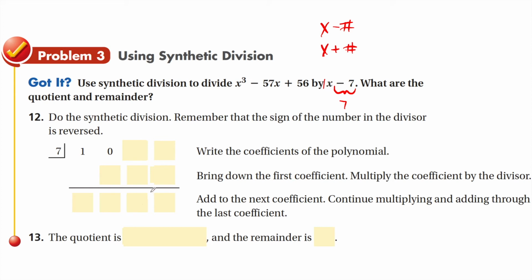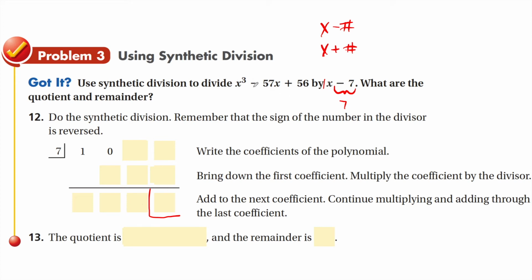And in the bottom right-hand corner, underneath all of the coefficients, I'm also going to put a remainder reminder box. That's going to tell me that the last box is going to be the remainder. So they say write the coefficients of the polynomial. Well, the polynomial they're talking about is the dividend, that x cubed minus 57x plus 56.